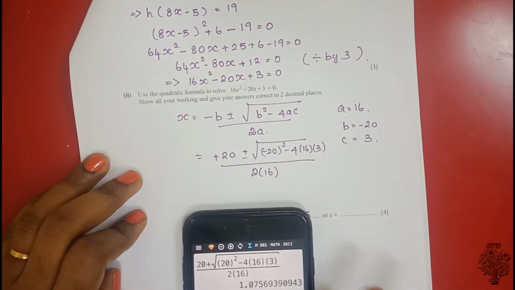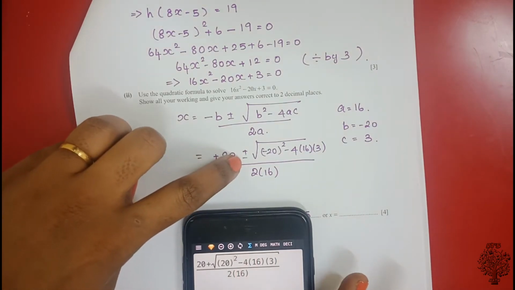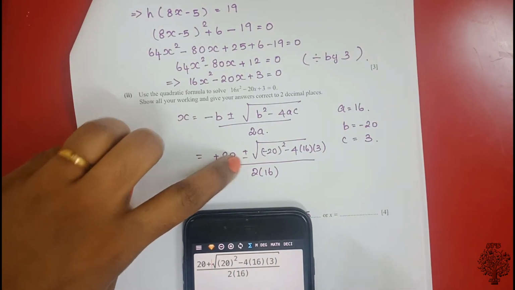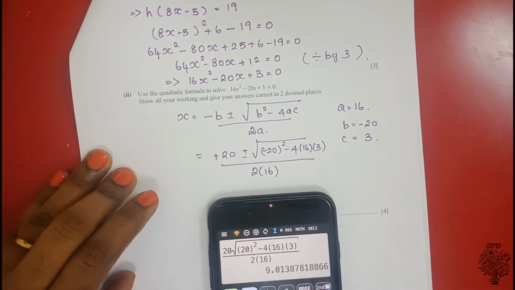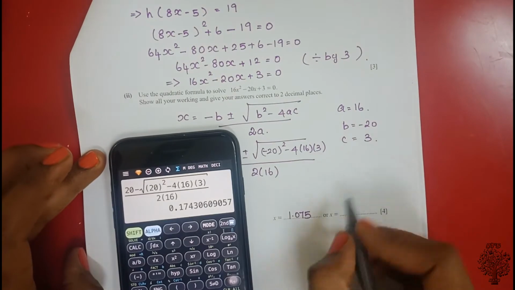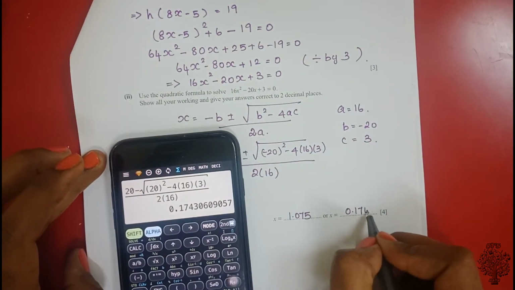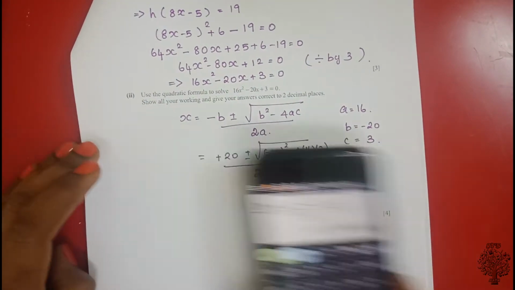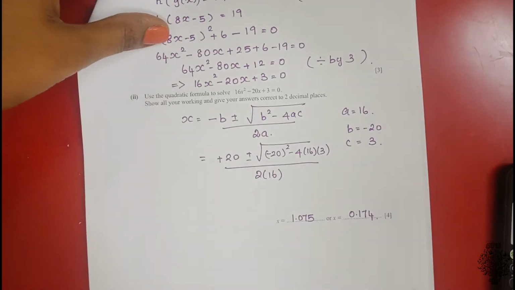Now just take this, change the symbol to negative. Other than that, no change. Just you go for a negative symbol and get your answer, which is 0.174. Done. Okay, next question.